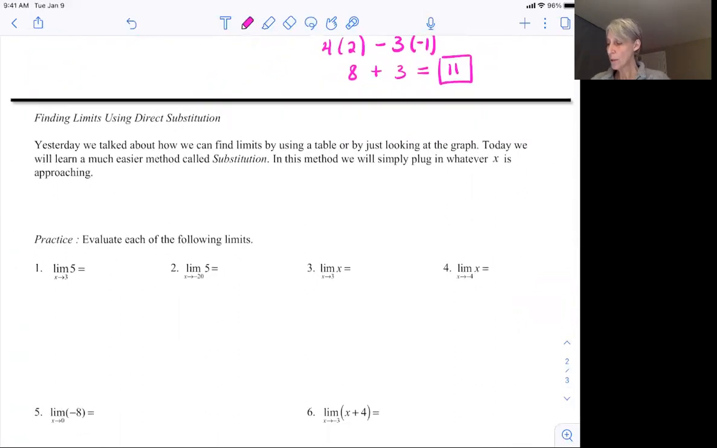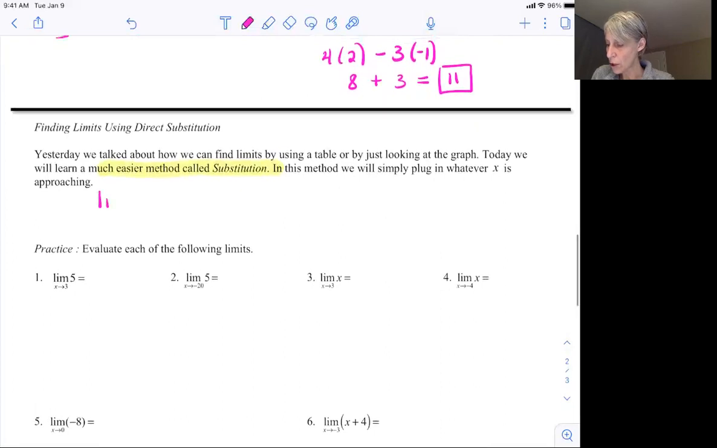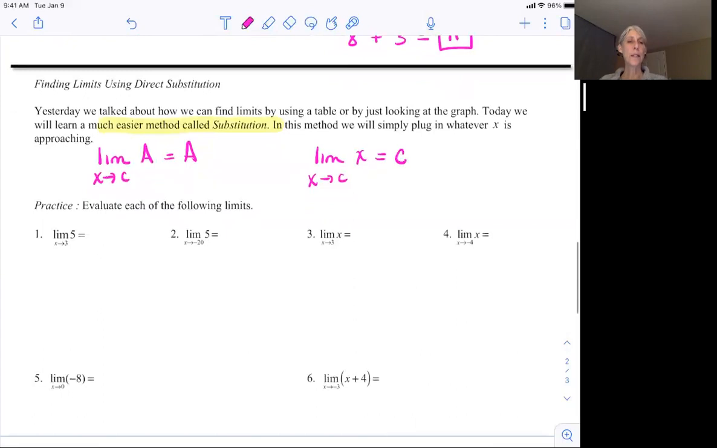So yesterday we talked about how we can find limits by using a table or just by looking at the graph. Today, our focus is going to be on a much easier method called substitution. In this method, we're just going to simply plug in whatever x is approaching. Before we begin, I want to refresh our memory on our 2 basic properties that help us here. The limit as x approaches c of some number a is just a, and the limit as x approaches c of x is going to be c. And we're going to evaluate each of the following limits.